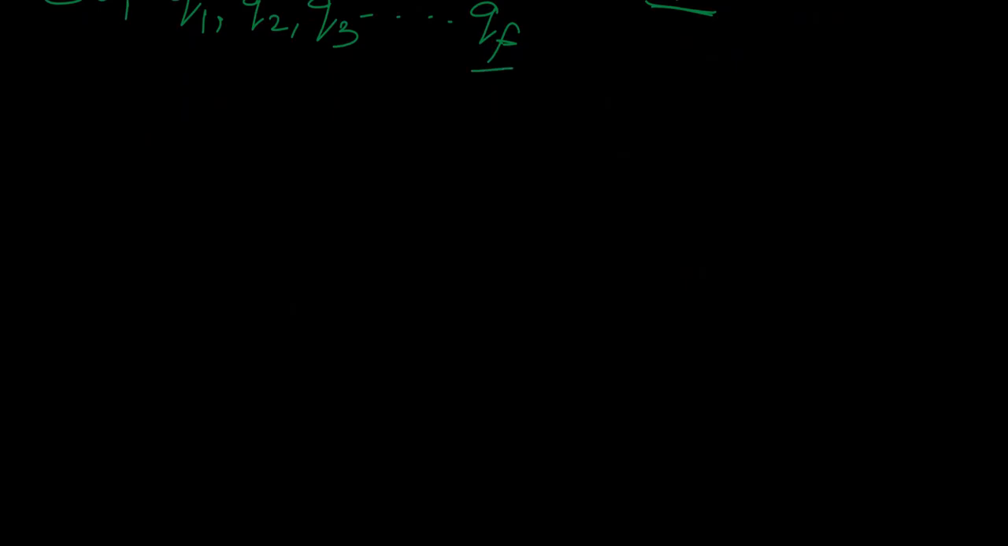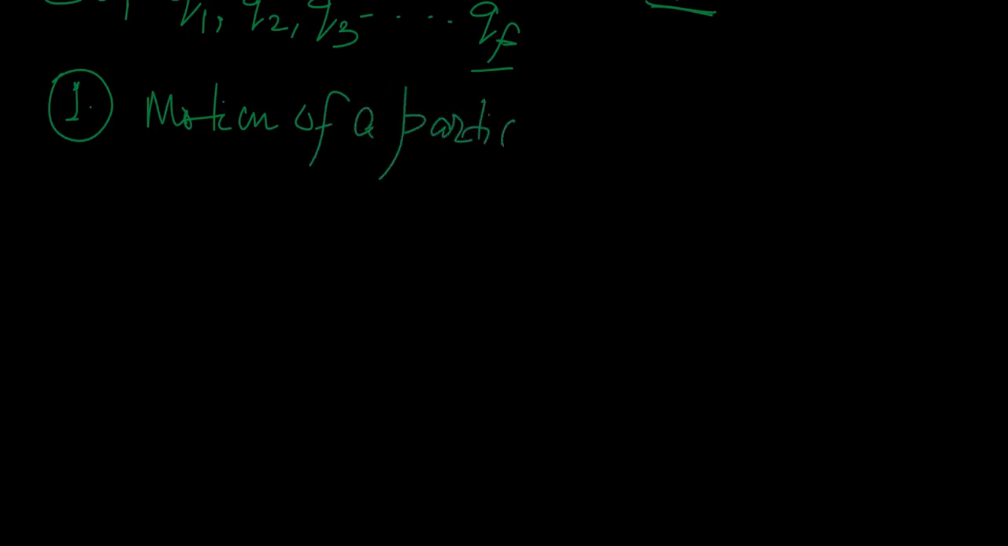Now I want to give some examples to understand the idea of generalized coordinates in some particular cases. What will be the convenient set of generalized coordinates? And I will give you three simple examples. First of all, we take the example of motion of a particle in a plane.